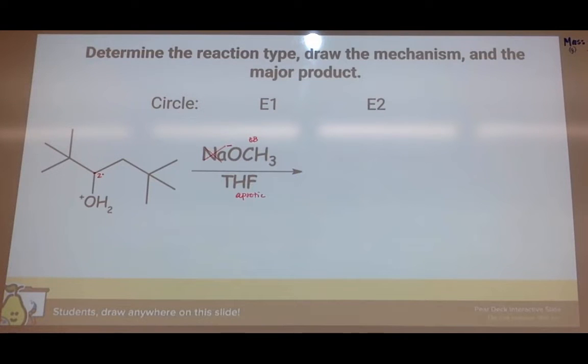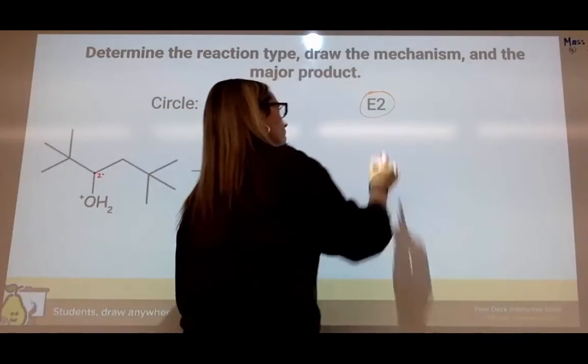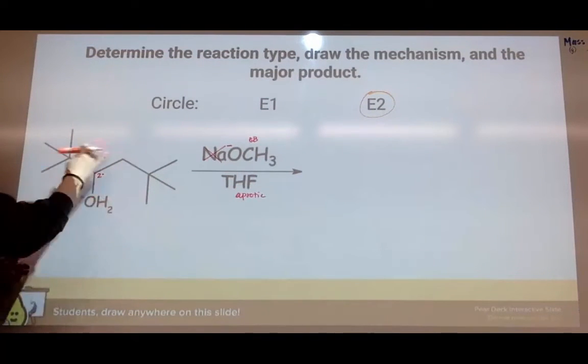You have a strong base and an aprotic solvent. Strong base helps you to think about, okay, if it's strong, just like with a strong nucleophile, it has the strength to have the reaction happen all at once. So if it happens all at once, which reaction is it? E2. So E2, it's going to happen all at once. Now, if it's going to happen all at once, your mechanism really will be just in this picture.